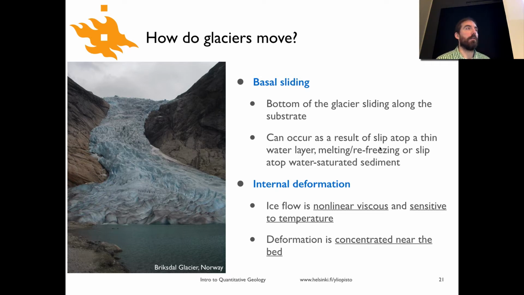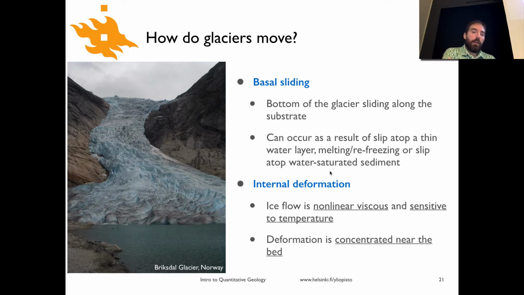Water getting trapped underneath the glacier is a really nice way to decouple it from the rock underneath it. But there's also just, depending on the location and temperatures and things like that, you can just have temperatures that are warm enough to cause the ice to slide.